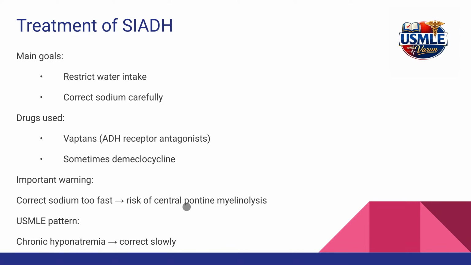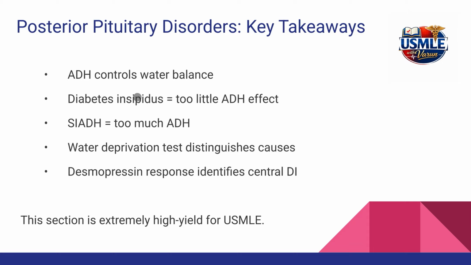Posterior pituitary disorders, key takeaways. So now let's discuss this. See, ADH controls water balance. Diabetes insipidus is due to too little antidiuretic hormone effect, while SIADH is due to too much antidiuretic hormone. The water deprivation test and desmopressin response help us distinguish between different causes of water balance disorders.